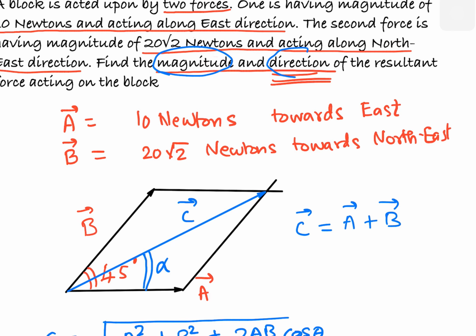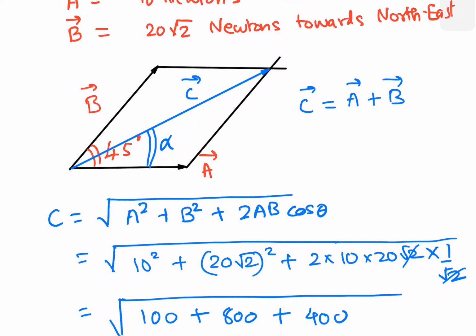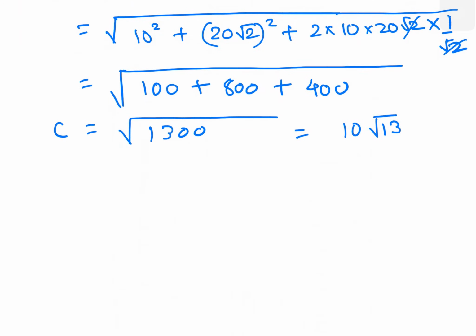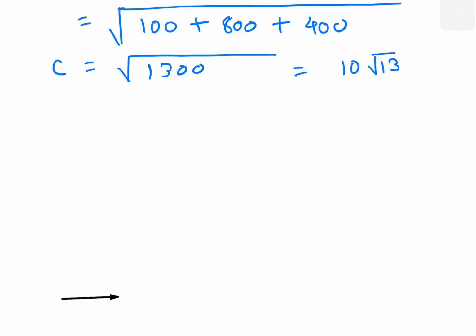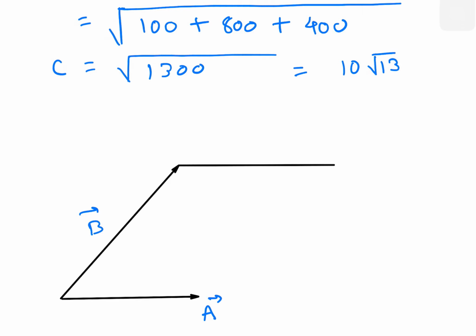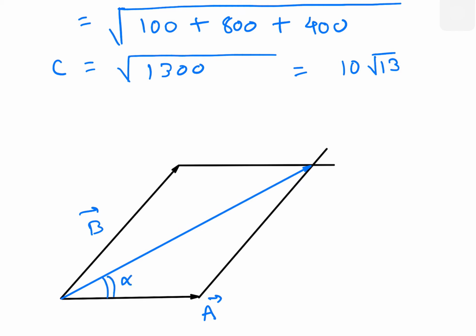Now we want to find the direction of the vector. For that, we want to know the value of angle alpha. Now how to find the alpha angle? Let's draw the figure again. This is A vector. This is B vector. Now let's draw the parallelogram. So this diagonal will be the resultant vector C, and we want to find this angle alpha.